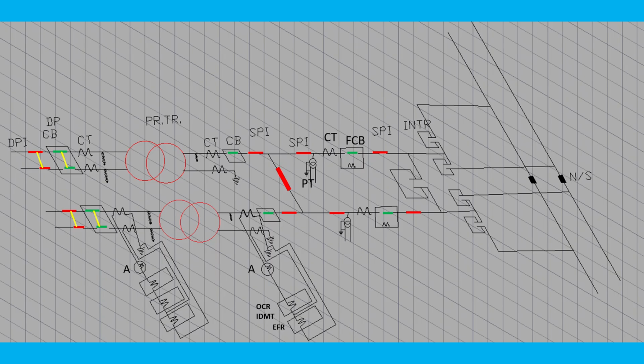And in the same way, lastly, the transformer double pole CB will trip. So this is the sequence.